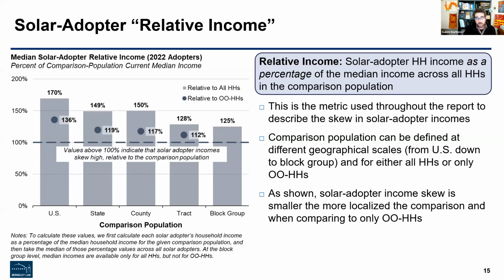The figure here shows the median relative income of 2022 solar adopters, based on all the different permutations for how you might define that comparison population. And what you can see, somewhat obviously, is that the skew expressed in the form of this relative income declines the more localized the comparison population, and also, as we saw on the previous slide, if you compare only to owner-occupied households rather than all households within a particular region. So these are national numbers.